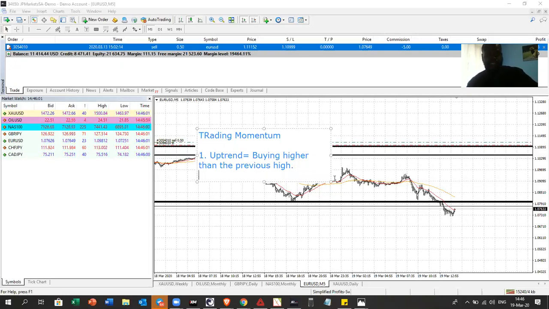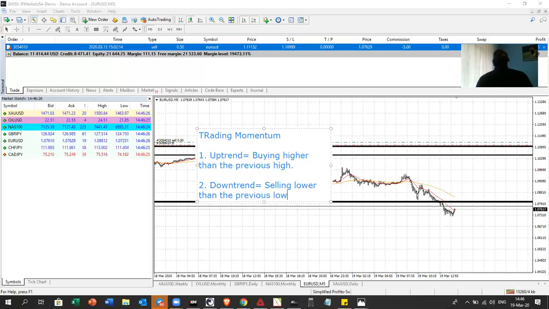We're gonna look at the markets just now. And number 2 is downtrend. We're selling lower than the previous low. Because we're riding the momentum when it comes. Yeah, man, we're just riding the wave. When the wave comes, we're riding that out, and we're trading momentum.